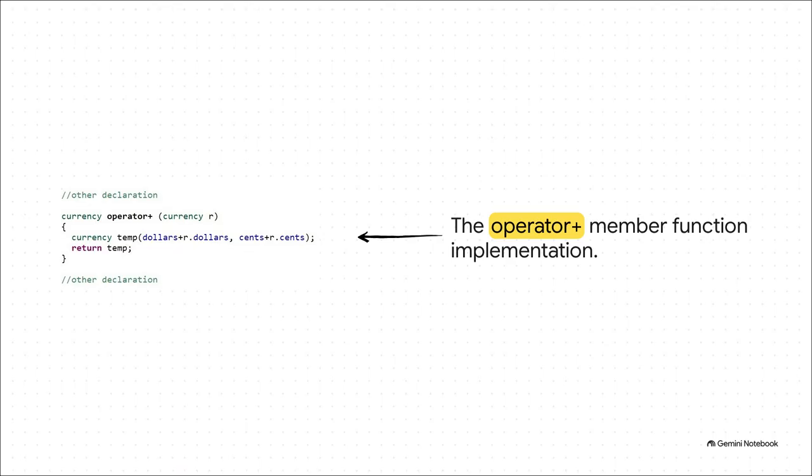Inside the logic, it takes the dollars from amount 1 and adds them to the dollars from amount 2, which, by the way, gets passed in as a parameter. Then it does the exact same thing for the cents, but check out what happens next. It packs those newly combined totals into a brand new temporary currency object, usually just called temp, and then it returns that temp object right back to the program.